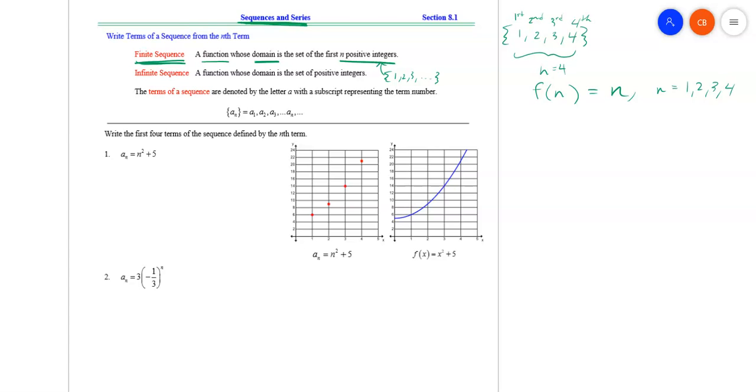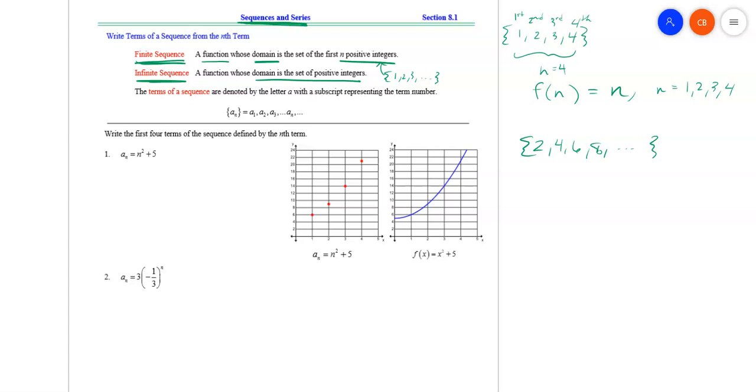We can come up with an infinite sequence, which will not stop anywhere. And so for this one, the domain is the entire set of positive integers. So it's all the numbers 1, 2, 3 counting up to infinity. So what if we made a sequence that went like 2, 4, 6, 8, going like this, just up into infinity?